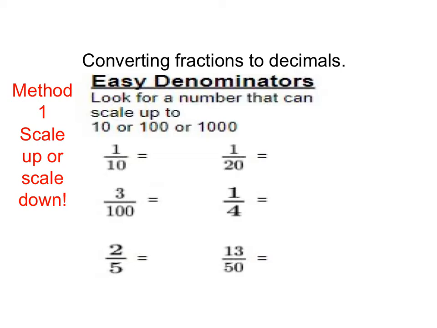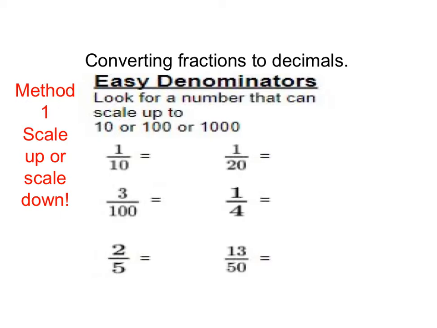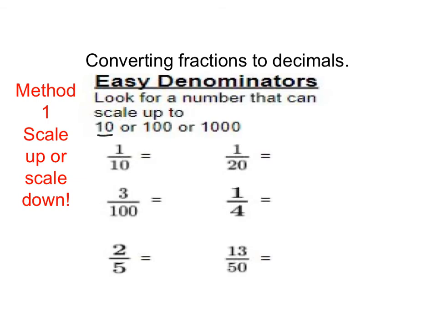So basically what you do is you look to see if the denominator could become 10, 100, or 1,000. So those numbers or denominators that already have a 10, then you could go ahead and just read it and then write it as a decimal. So this is 1/10. So remember your place value. So this is 0.1.